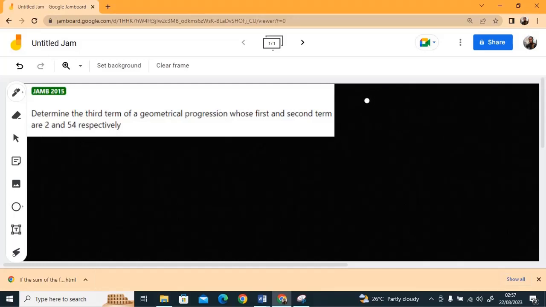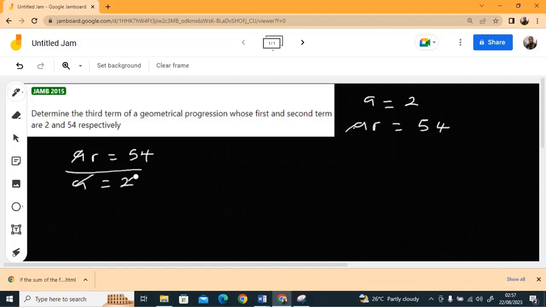So it means the first term, a, is 2, and they said the second term, ar, is equal to 54. Now what I did earlier, I said you divide this one by this one, because this one at the bottom is bigger than what's at the top. So ar equals 54 divided by a, which equals 2. So a will cancel a. 2 in 2 is 1, 2 in 54 will give us 27. It means my r here is 27. Did you get that now? a is 2, r is 27.